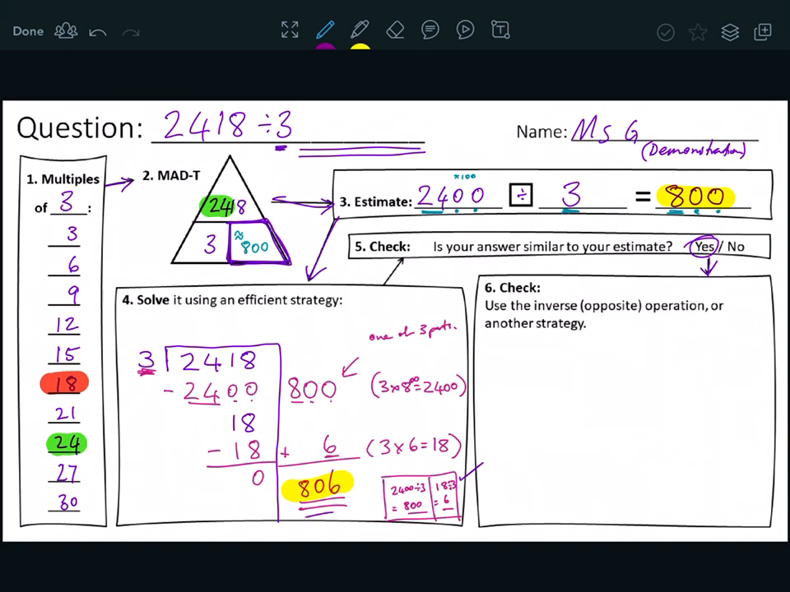So I'm going to do what I think my answer is, which is 806. I'm going to multiply it by 3 and I'm going to see if I get 2,418. 3 times 6 is 18. 3 times 0 is 0, add 1. 3 times 8 is 24. Oh my goodness, I have the same answer, so I'm really happy with that too. So I reckon that 2,418 divided by 3 is definitely going to be 806. I hope that makes sense to you.